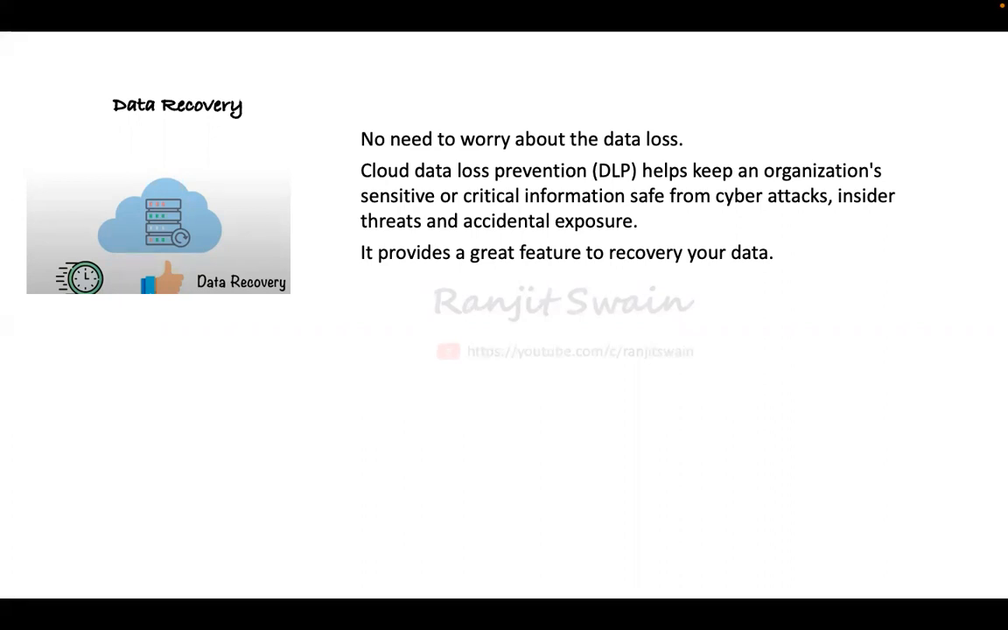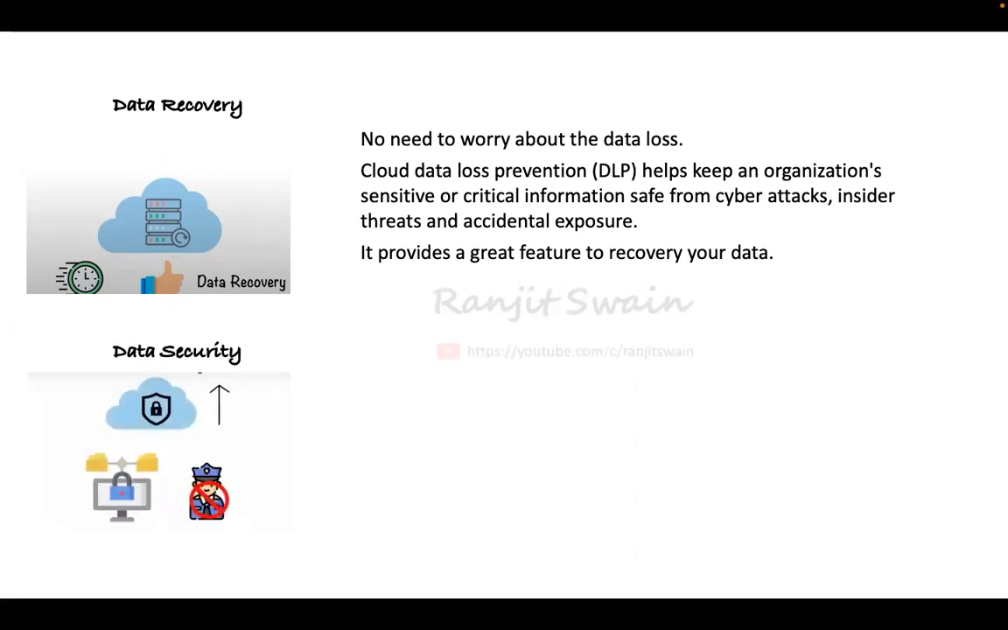When you have your own infrastructure, you have to worry about data loss. You have to take backups very frequently. You have to worry about cyber attacks. You have to worry about theft, right? You have to strengthen your security. You have to spend lots of money strengthening your security. That's most important. But here you don't have to worry at all, because everything will be managed by the cloud service provider.